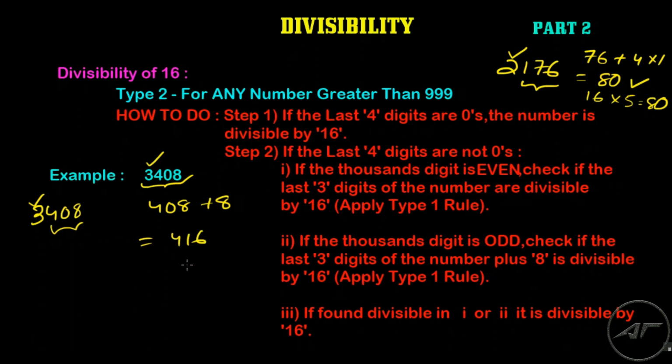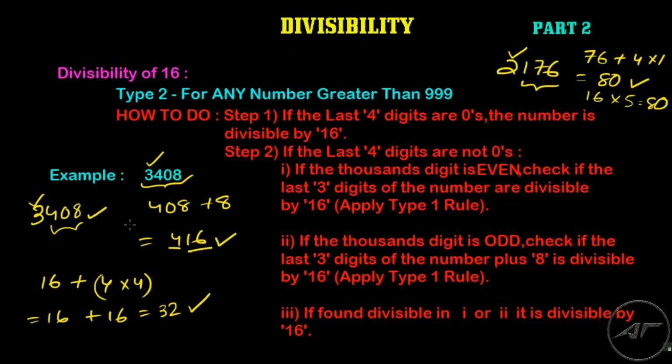Now on this we'll apply the type 1 rule and check if it is divisible by 16, which is we'll take the last 2 digits and add it to 4 times the rest of the part of the number, that is 4 into 4, which is 16, plus 16, that's 32. And 32 is divisible by 16, therefore 416 is divisible by 16, therefore 3408 is also divisible by 16. It's this easy. Therefore, if you're given any number that is greater than 999, you can always check for the divisibility of 16 using these 2 procedures.